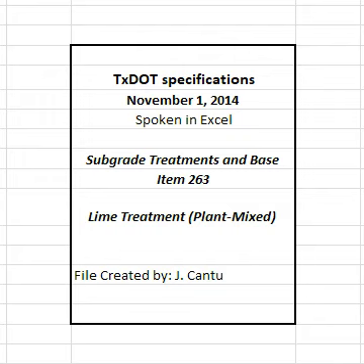Item 263. Lime treatment, plant mixed. 1. Description. Construct a base course composed of a mixture of flexible base, hydrated lime, and water, mixed in an approved plant. 2. Materials. Furnish uncontaminated materials of uniform quality that meet the requirements of the plans and specifications.